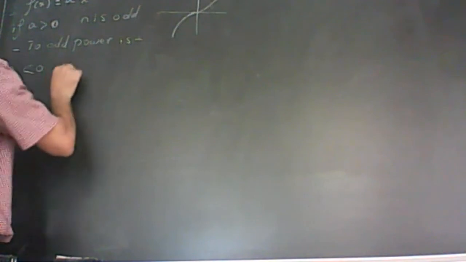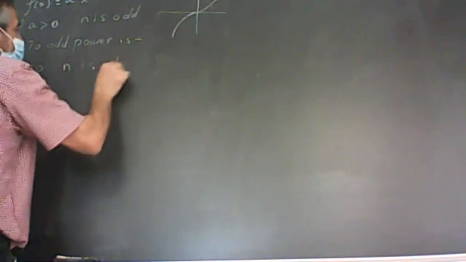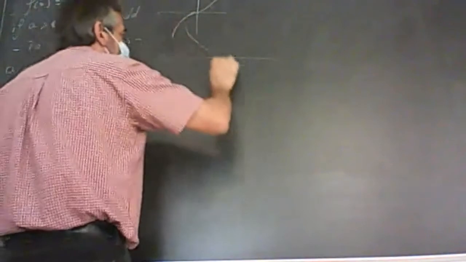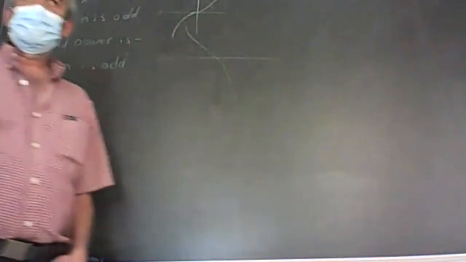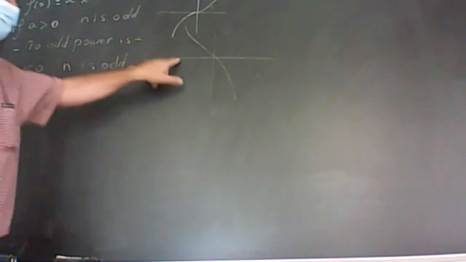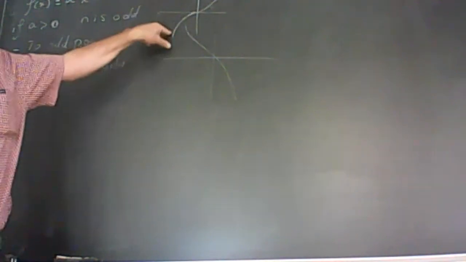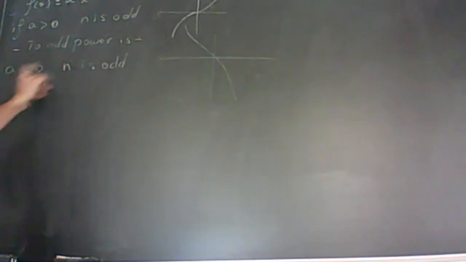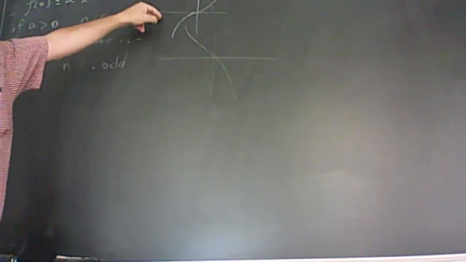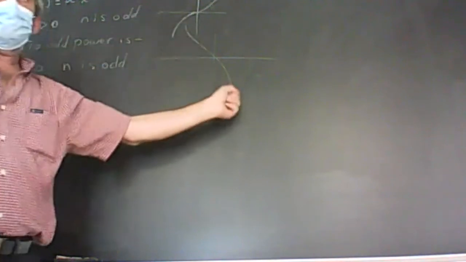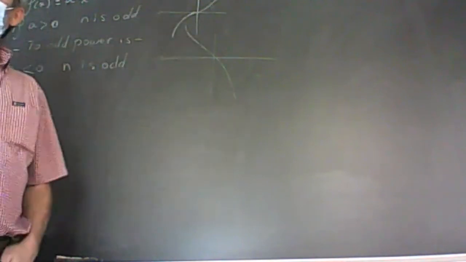So if a is positive, and if a is negative and n is odd, what happens? Now again, negative on this side. Negative to an odd power is negative, times another negative from a will make it positive. So you're going to be here, you're going to end up down here. Okay?